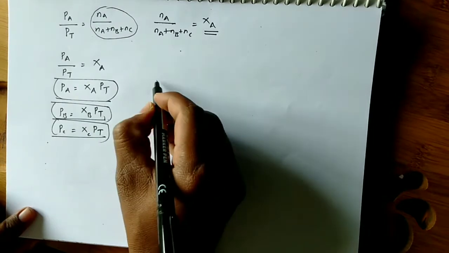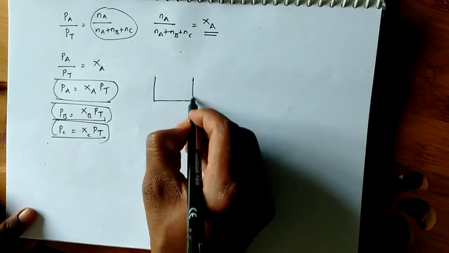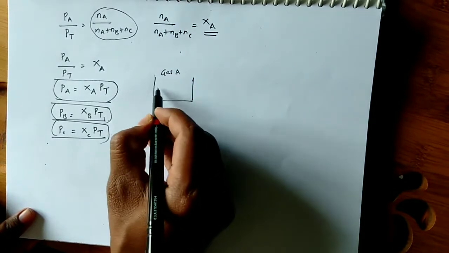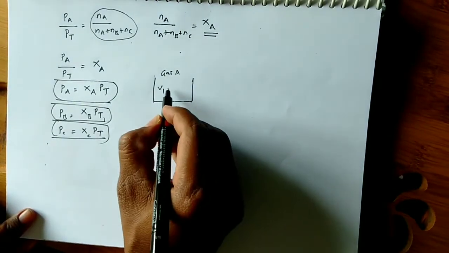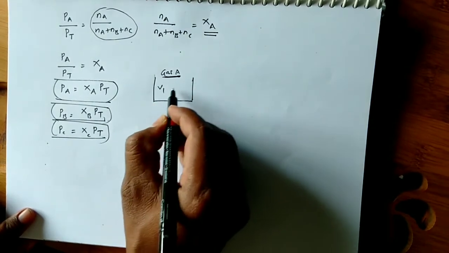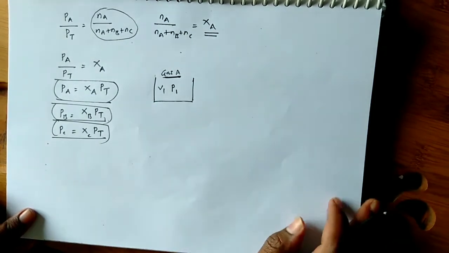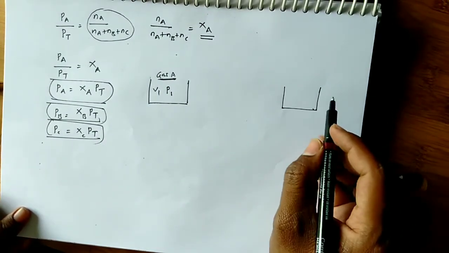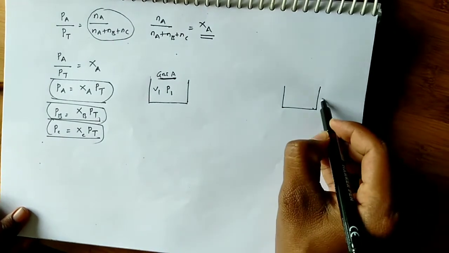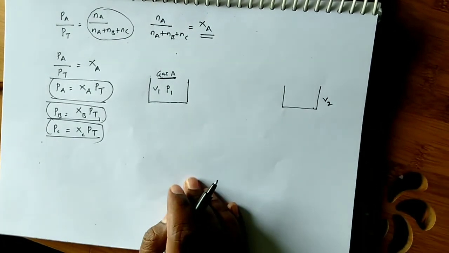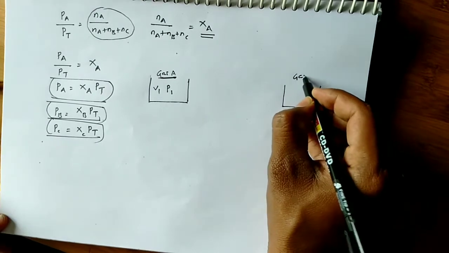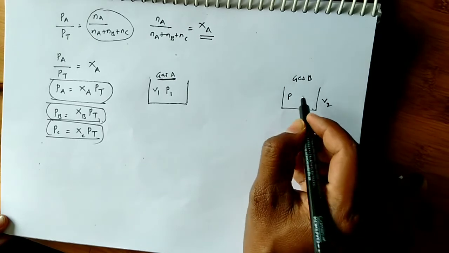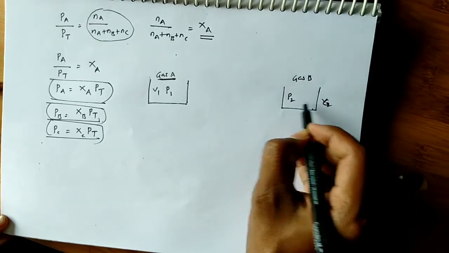Suppose I am taking one gas, gas A, in this container having V1 volume, and the pressure exerted by gas A in this container is P1. Similarly, in another container having V2 volume, I am taking gas B. The pressure exerted by this gas is P2, and it has V2 volume.